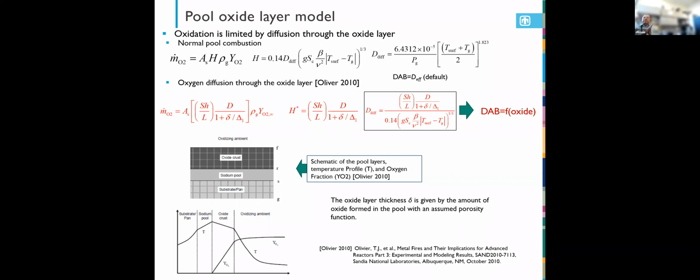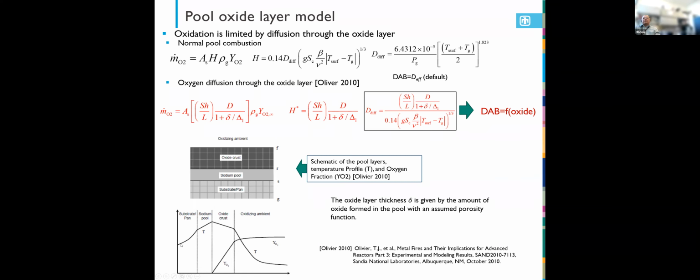Now the pool oxide layer is important. The limiting factor is the oxide, imagine showing here this oxide crust. In the experiment done by Sandia in early 2010, they showed that this oxide layer built up above the pool. This is showing here a 1D model, with the sodium pool, and then you have the substrate, the catch pan. And you can show the temperature down in the graph here.